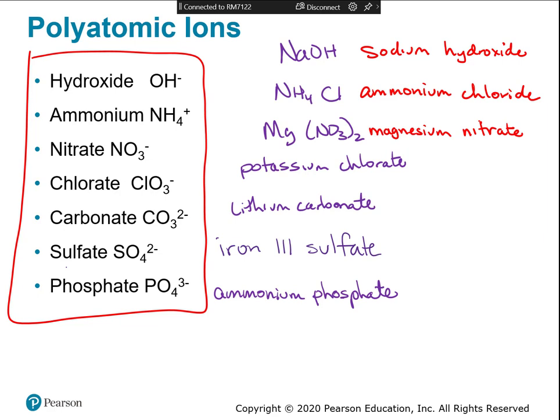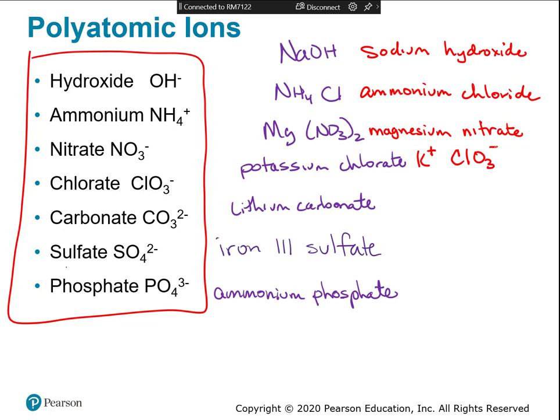So what's the symbol for potassium? Okay, and what's its charge? How do I know the charge on the metal? What column is it in? So that means that it's a +1. Remember that the column is the charge for the metal. So that's how I know that this is potassium with a positive charge. I know the charge on the chlorate because it's listed.